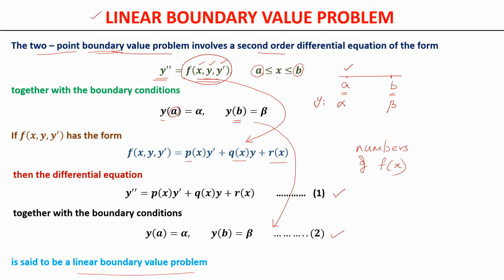Our motive in this video is to solve this linear BVP, and the method we'll be using is called the shooting method. In the next slide we shall see what the shooting method is, how to approach it, and how to use it to solve this system of equations, the differential equation and the boundary conditions. Together, let us call it Roman 1. So the shooting method is used to solve Roman 1. Let me now introduce the shooting method.